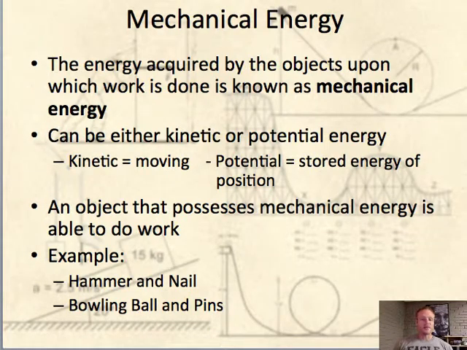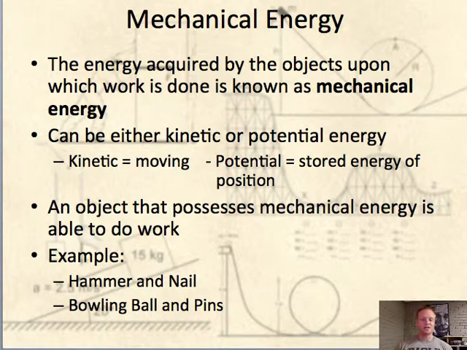Mechanical energy is basically what we've been talking about. Any energy acquired by objects upon which work is done is mechanical energy. Like I mentioned before, we have discussed the two types of mechanical energy, kinetic and potential. Kinetic energy is motion; you're in movement. Potential energy is stored energy. It has the ability to go into motion, but it hasn't been set off yet. An object that possesses mechanical energy is able to do work. And that's the big overriding theme here: if you have energy, you have the ability to do work.